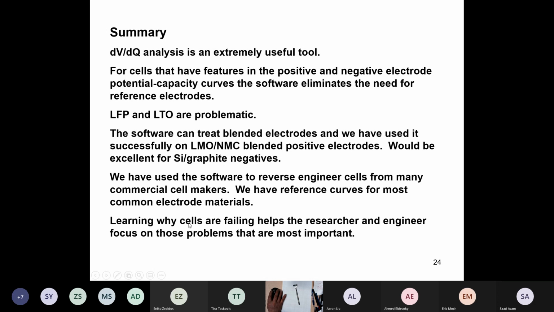And most importantly, if you're trying to make cells that last forever and don't fail, you need to understand why they're failing and then focus on those problems. And DVDQ analysis can help point you to the failure mechanisms. So it's really very important and very useful. I hope you enjoy using it when you get the chance.